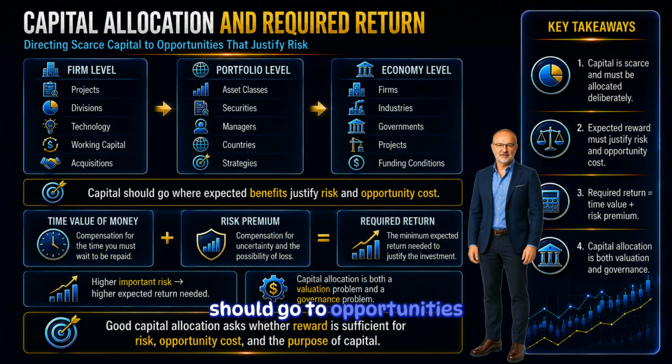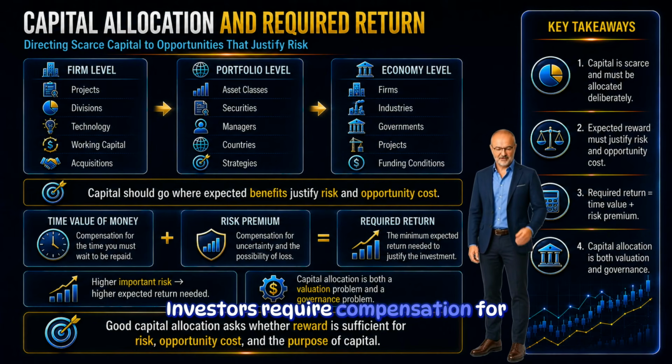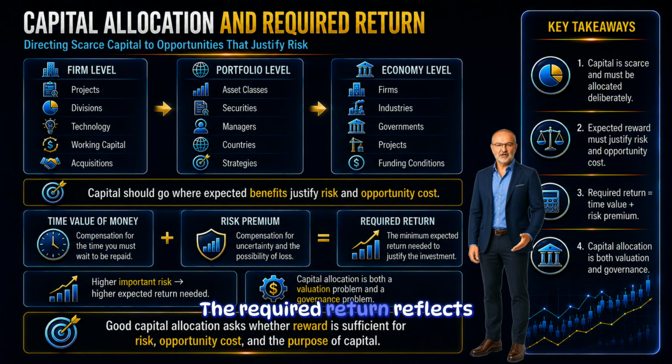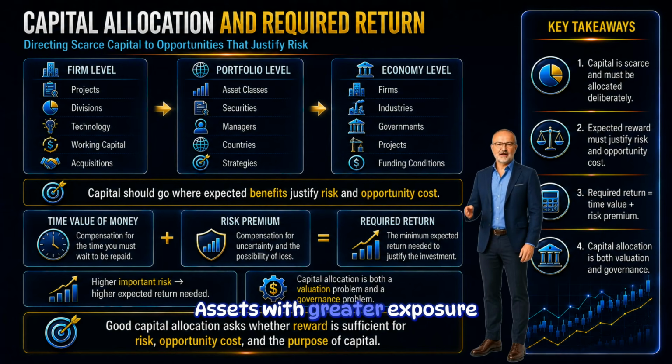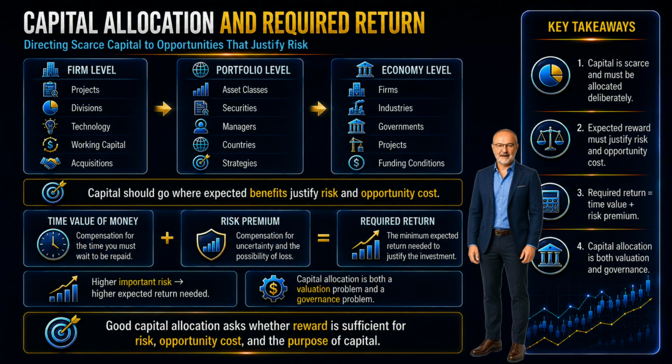Capital should go to opportunities whose expected benefits justify their risks and opportunity costs. The formula shown in the background expresses this idea more formally, but the intuition is what matters. Investors require compensation for committing capital. The required return reflects both the time value of money and the risk investors must bear. The risk premium is not the same for all assets. It depends on the type of risk, the amount of risk, and how much investors dislike that risk. Assets with greater exposure to important risks generally need to offer higher expected returns to attract capital.